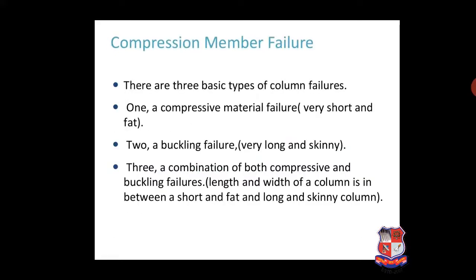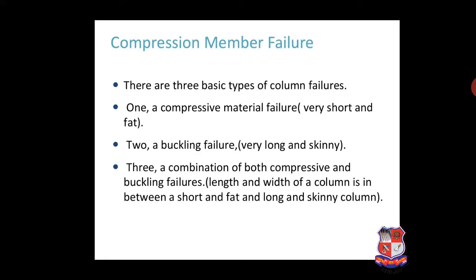Now compression member failure. In which ways can a compression member fail? There are three basic types of failure. First one is compressive material failure, very short and fat. Second one is buckling failure, very long and skinny. Third one is a combination of both, first and second. It means compressive and buckling failure. The length and width of the column is in between a short fat and a long skinny column.